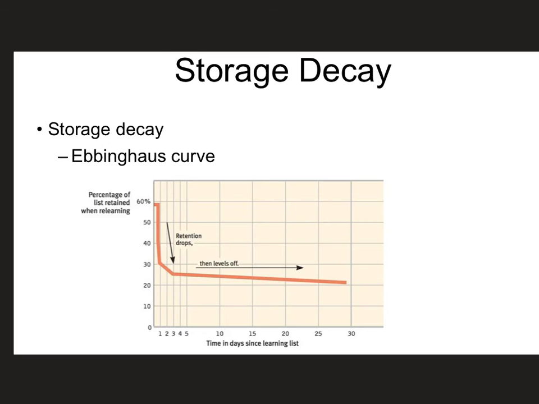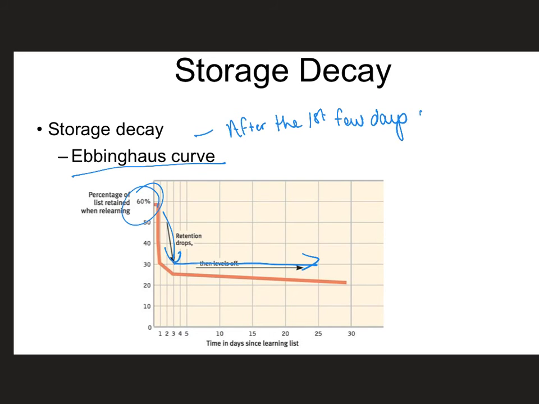Now, sometimes things get encoded, but they still deteriorate away, and this is what we call the storage decay, or the Ebbinghaus curve. And so what happens here is you learn the information, but then within the first few days, you forget almost half of that information, and then it kind of levels off. So the idea of the storage decay is that after the first few days, you forget half of the information.